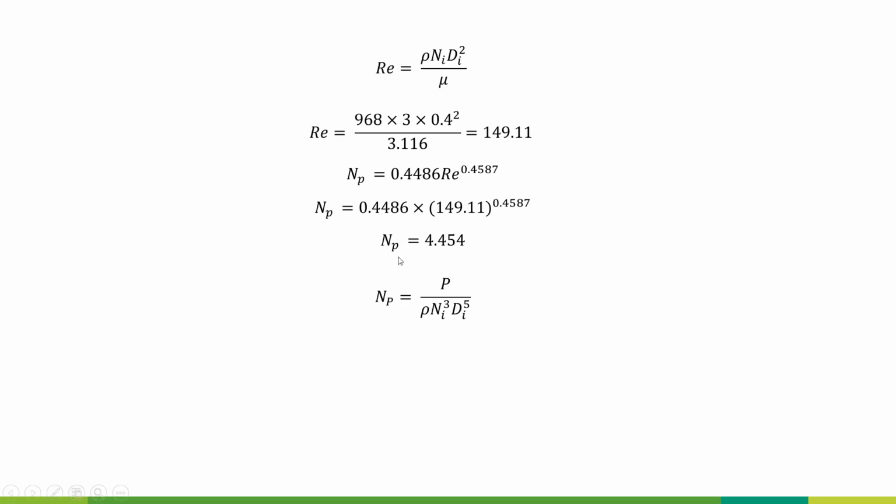So now that you have the NP or the power number, you have the density, the impeller speed and the diameter of the impeller, you can directly calculate the power requirement which is asked in the question. So I am substituting the values here. NP as 4.454, P by rho, which is 968 kg per meter cube, Ni, which is 3 RPS, so 3 cube, and then di, the impeller diameter, which is 0.4 meter, power 5. From this you get a power of 1192 watts, and hence the answer to this question is option B.